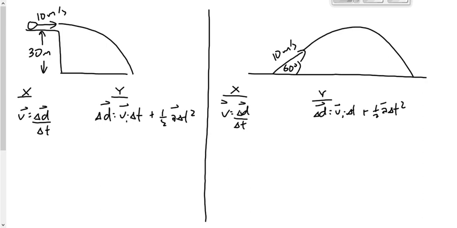Now, let's point out the differences between these two questions. Okay, first difference, the horizontal velocity. The horizontal velocity in this case is 10 meters per second. The horizontal velocity here is not 10 meters per second. What is it? Don't know. We've got to find it, right? How are we going to find it? How are we going to determine what the horizontal velocity is?